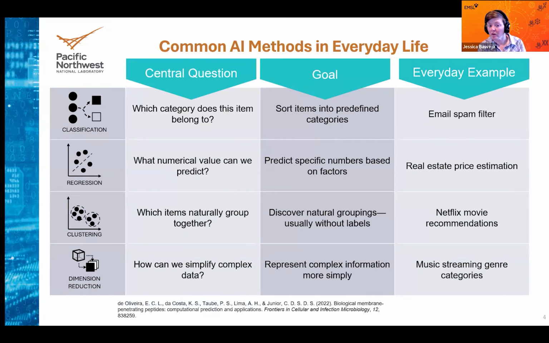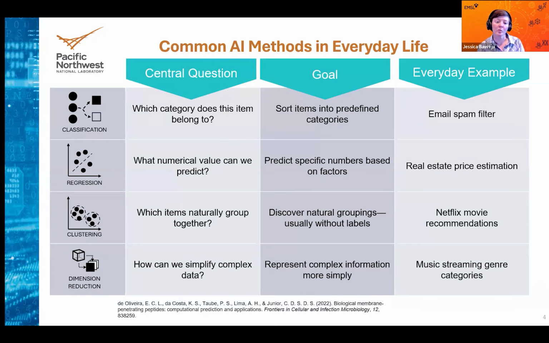Regression is another common AI method, and that asks what numerical value can we predict. So this could be trying to estimate the price of a house, for example, where you're trying to predict the value of that house based off of a number of factors. For example, the location, the price of houses around it, the size of the house itself or the lot. Regression and classification most often are based off of supervised learning approaches, and the last two are most often based off of unsupervised approaches.